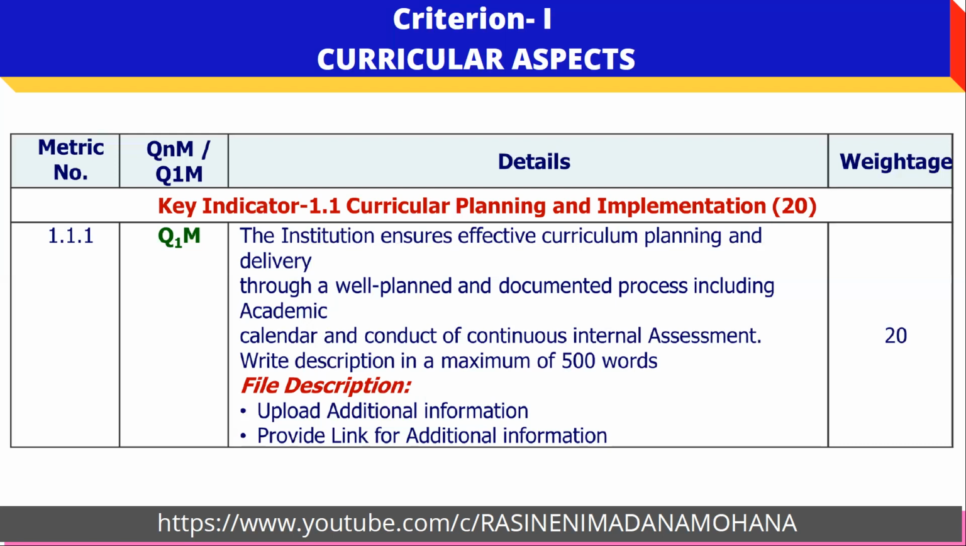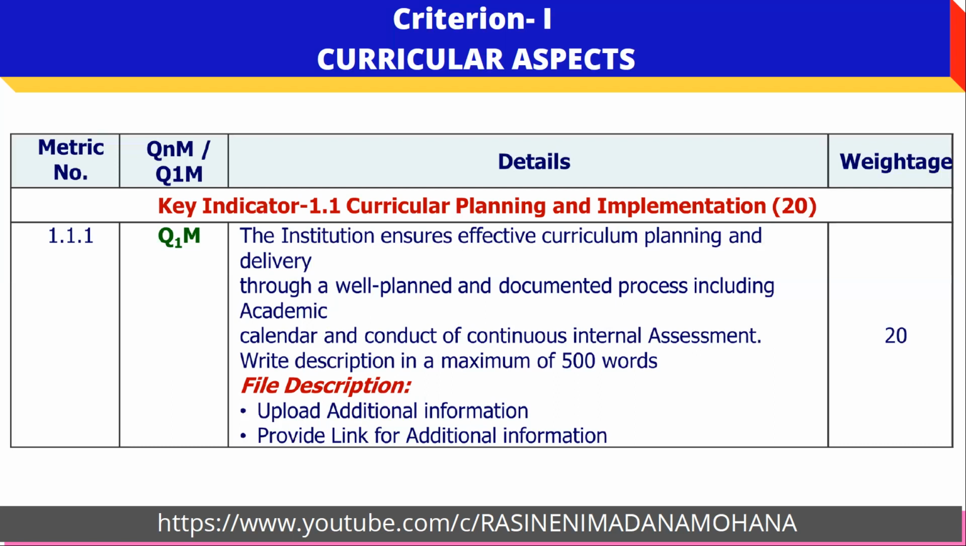In 1 day, 1 month, or 2 months, it is not possible to collect 5 years of data. For NAAC, we have to submit 5 years of data, 5 completed assessment years. That's why you have to work well in advance. For this metric, any additional information you need to upload. Another important point: for every metric in NAAC, there is an option of upload, where you can upload a maximum of 6 MB only.